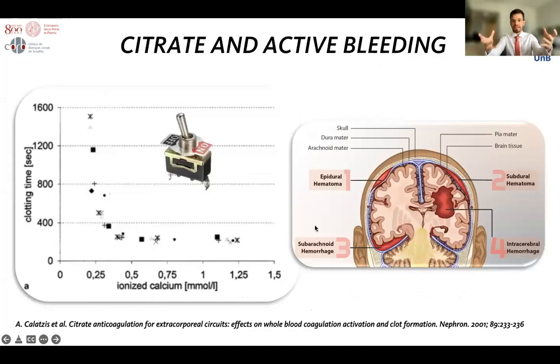Importantly, citrate systemically in the body does not increase the risk of bleeding because it only hinders the coagulation cascade when the concentration of ionized calcium is below 0.4 mmol per liter. And this is not compatible with life. So we reach those values within the filter, but not in human blood. Therefore, citrate does not increase the risk of bleeding, and it can safely be used in patients with active bleeding.